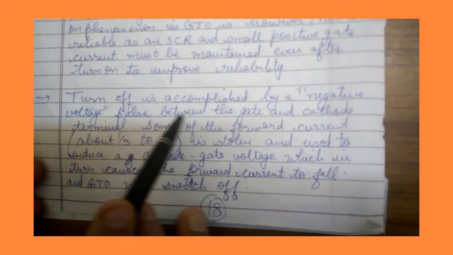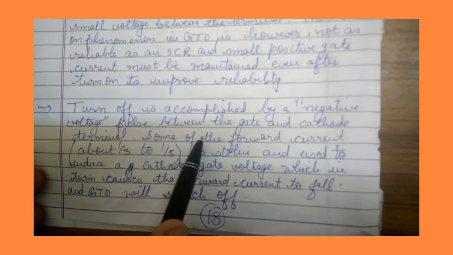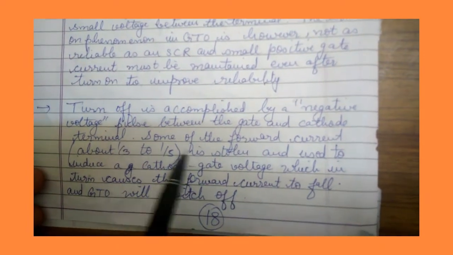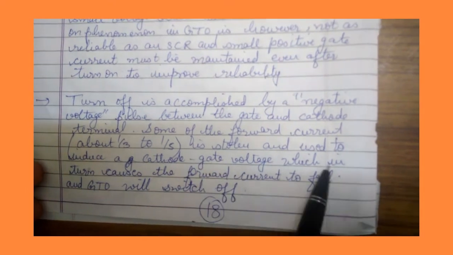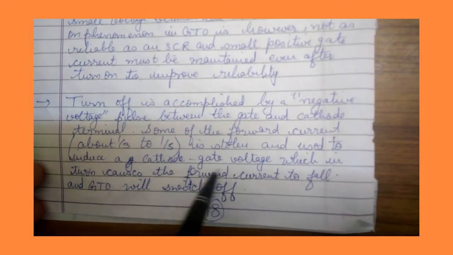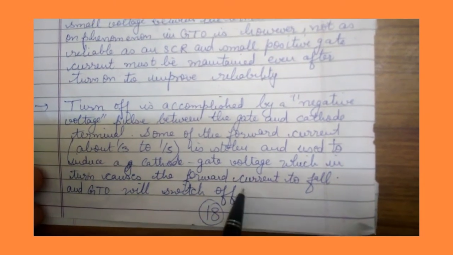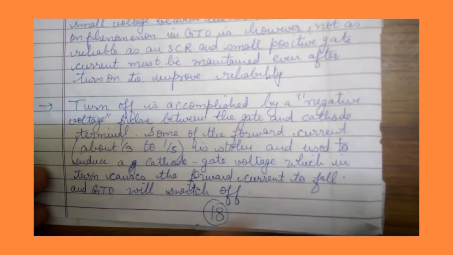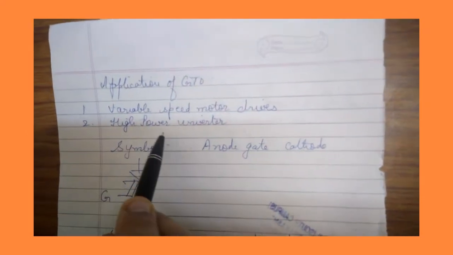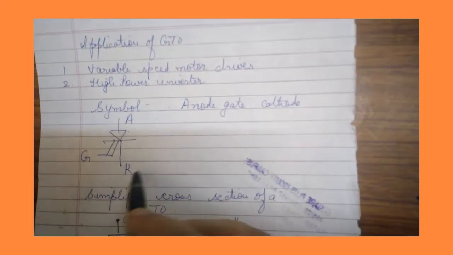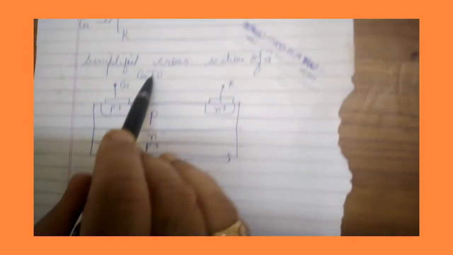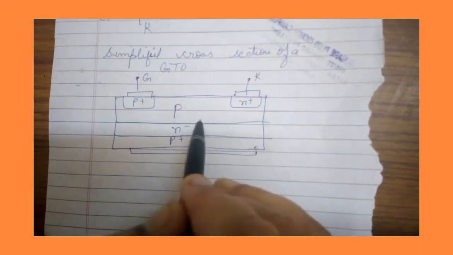Now the turn-off is accomplished by a negative voltage pulse between the gate and cathode terminals. Some of the forward current is stored and used to induce a cathode-gate voltage, which in turn causes the forward current to fall and the GTO will switch off. Now the application of the GTO: variable speed motor drives used in high power inverters. This is the symbol of the GTO, and this is the simplified cross section of the GTO.